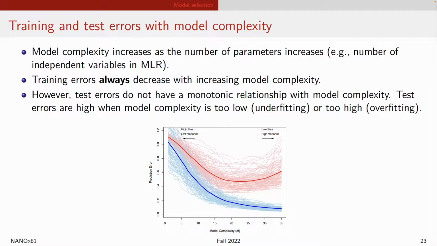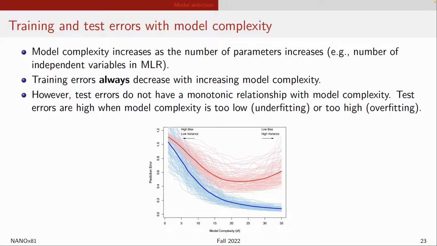However, test errors do not always decrease. This is a very typical relationship between your test and training error as your model complexity increases. Now, model complexity is a very loose concept. Typically, it means how many parameters there are in your model. In linear regression, it's very easy to intuit what model complexity is. It is the number of features that you use to fit your linear regression model.